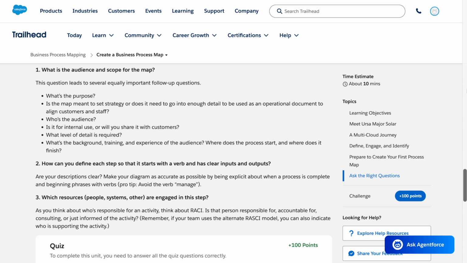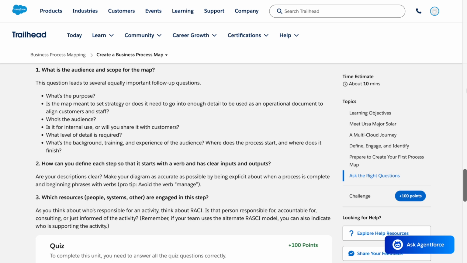2. How can you define each step so that it starts with a verb and has clear inputs and outputs? Are your descriptions clear? Make your diagram as accurate as possible by being explicit about when a process is complete and beginning phrases with verbs. Pro tip, avoid the verb manage.